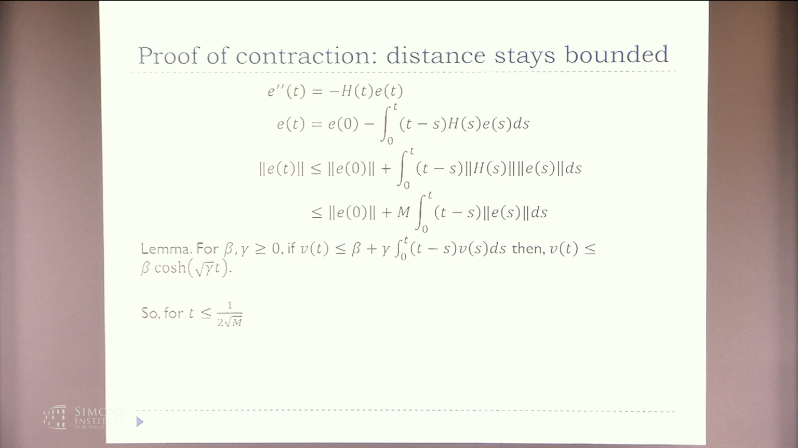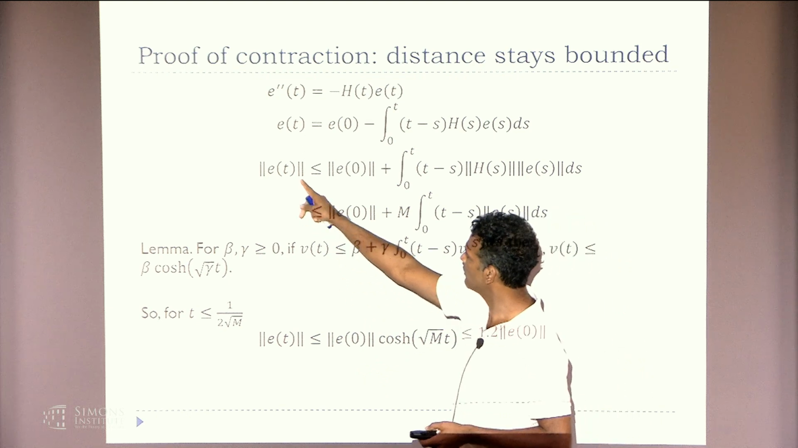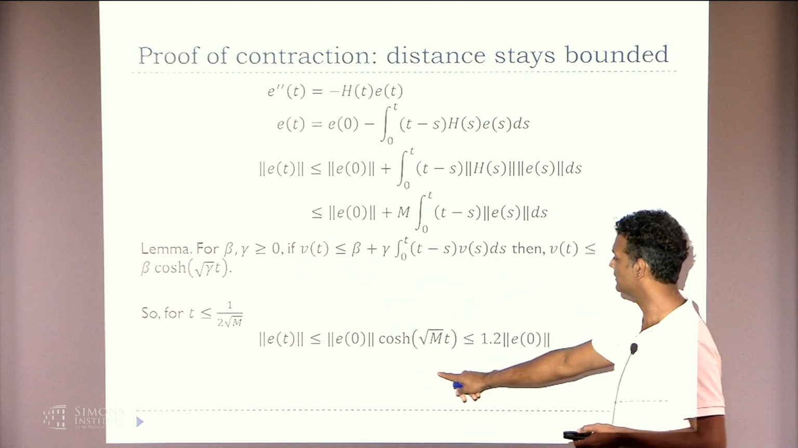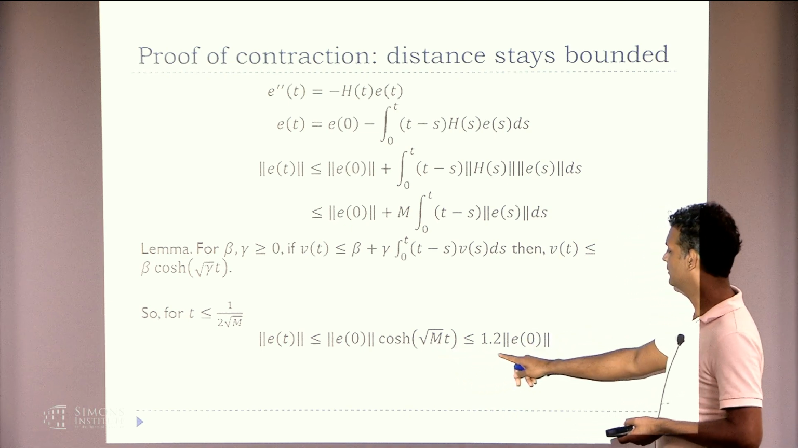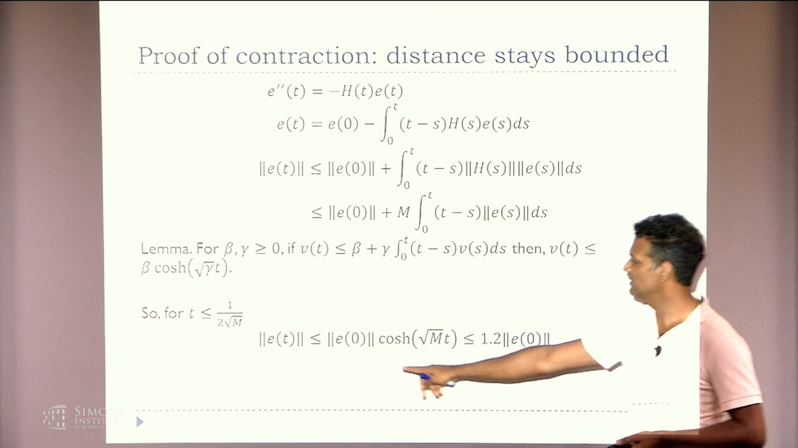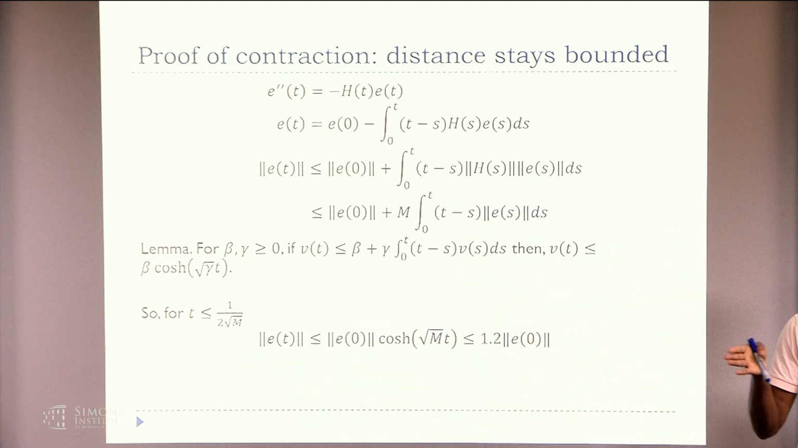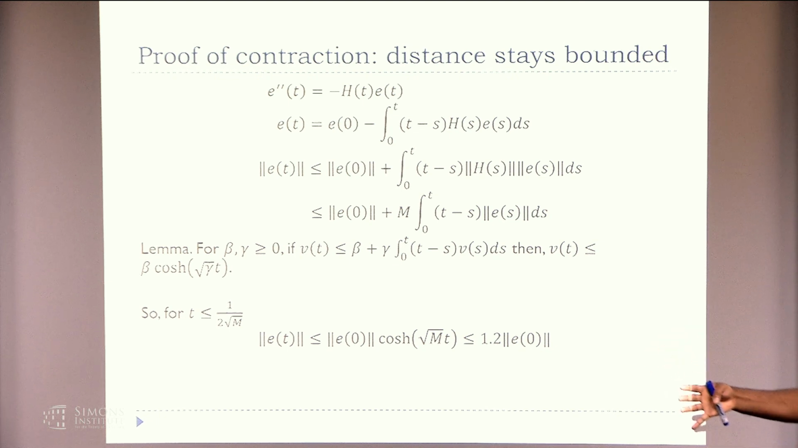Okay, so using this, it tells you that this quantity here, just applying the lemma, beta is the initial norm, gamma is the Hessian's largest eigenvalue, you get some bound, and for t not too large, you get a bound on the length. So what this is saying is that this distance cannot become too big. It could grow, but it cannot become much bigger than what it starts at, up to this time interval.